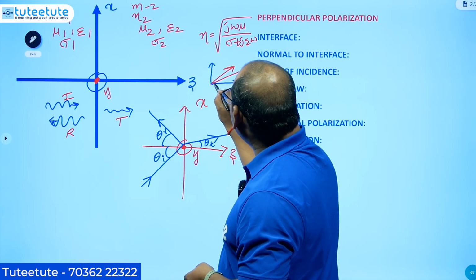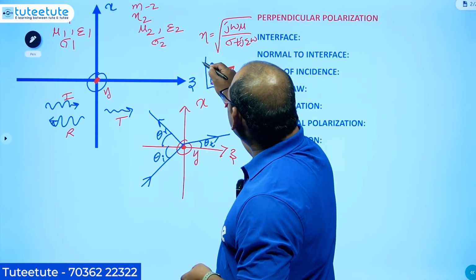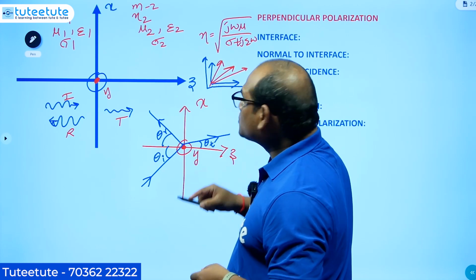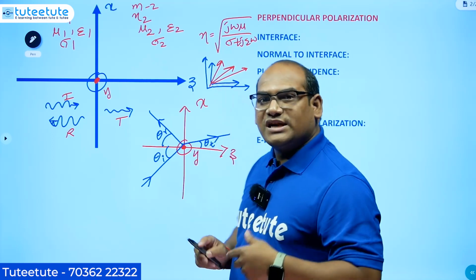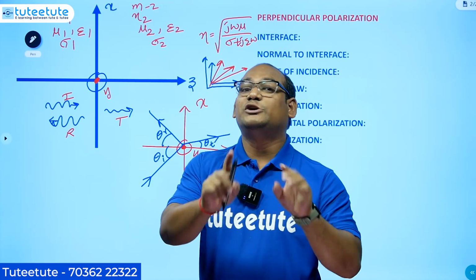If the electric field is like this, it can also be resolved into two vectors, one parallel and the second perpendicular. If it is like this also, that is possible. So for any orientation, only two things need to be taken, na? One is the parallel polarized wave, and the second is the perpendicular polarized wave. That's why we are studying only two.